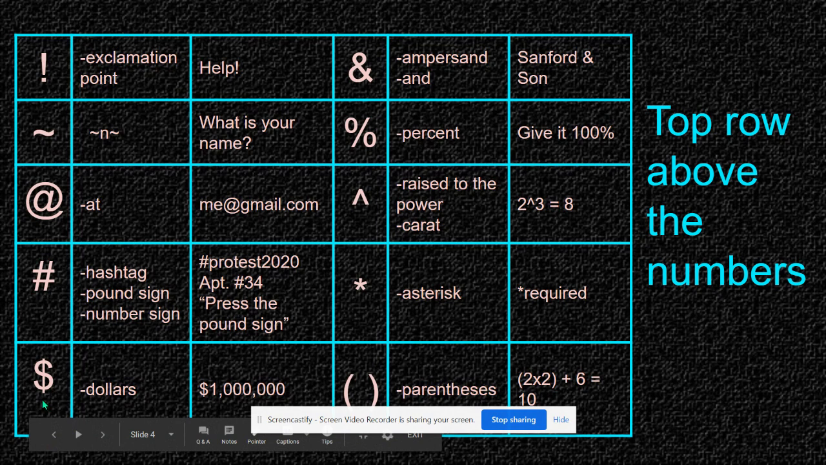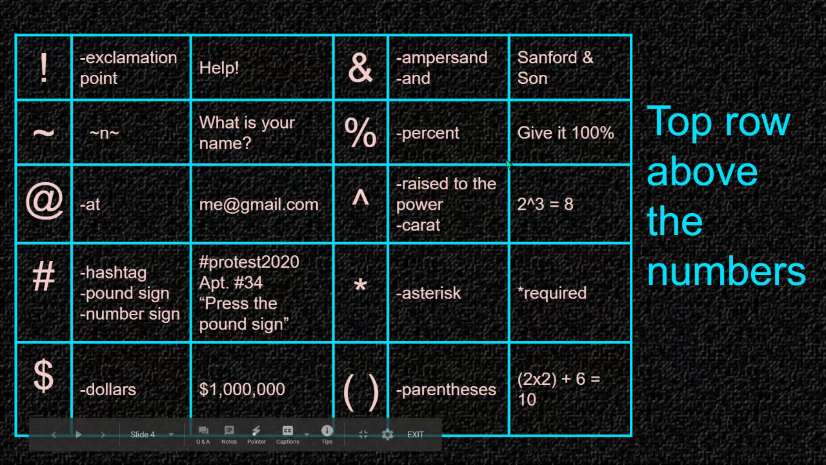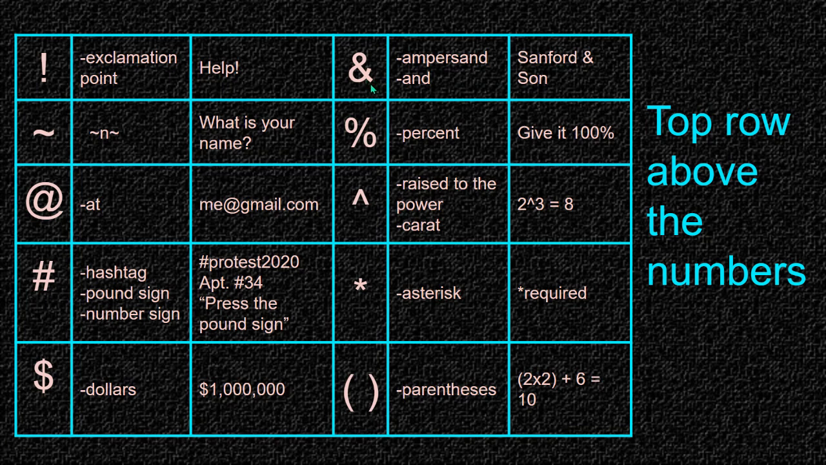We have the money sign for $1 million. We have the ampersand, which means and, like in Sanford and Son. We have the percent sign, give it a 100%. We have the raised to the power of sign. This is called a caret also. You can do a lot of things, but the main thing you might use it for is in a math class, if you wanted to say 2 raised to the power of 3 equals 8.